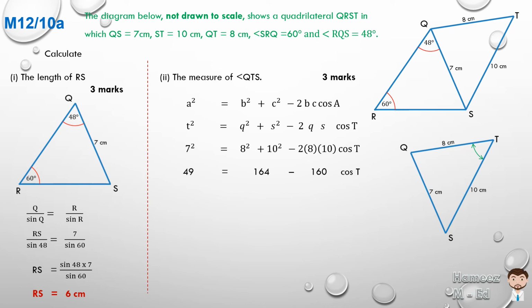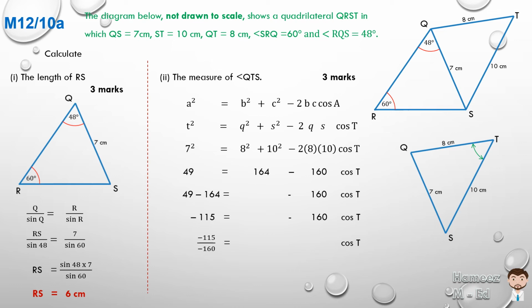If you want to find cos T, we carry across the 164 first. It's adding on the right hand side, so when you carry it across, it will subtract. So we get 49 minus 164 is equal to minus 160 cos T, and that works out to be minus 115 is equal to minus 160 cos T. If I want cos T alone, let's carry across the minus 160. They are multiplying, so when I carry it across, it will divide, or multiplicative inverse. So we're going to get minus 115 over minus 160 is equal to cos T.